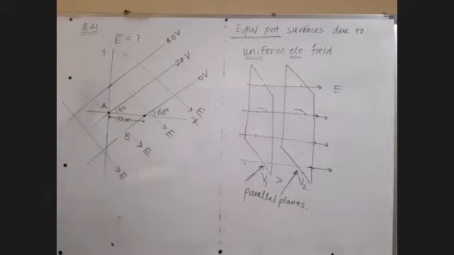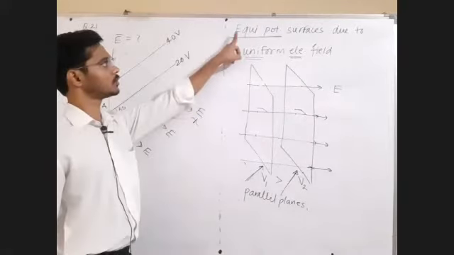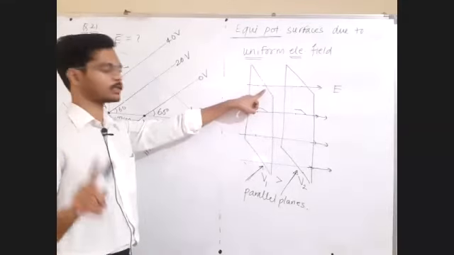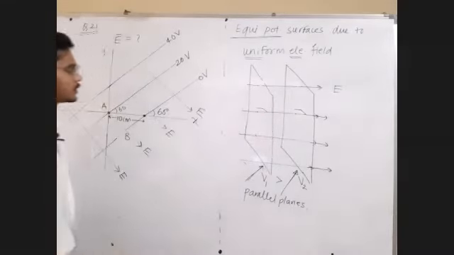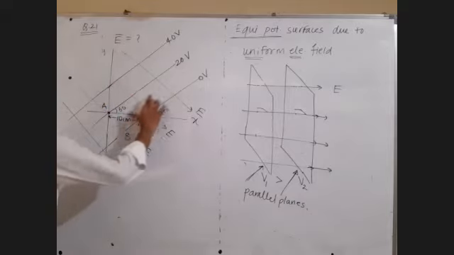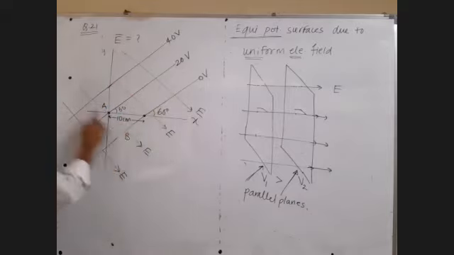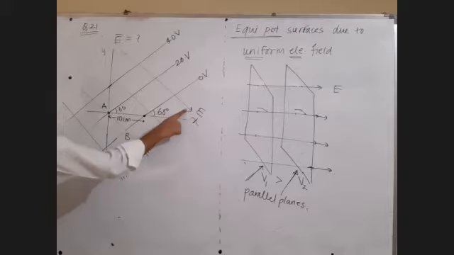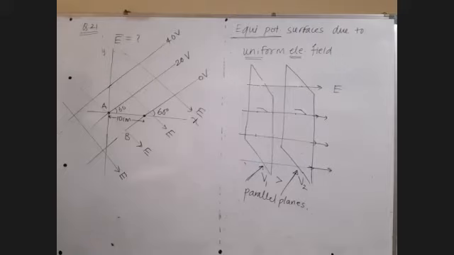Why uniform? Because these equipotential surfaces are parallel planes, and for parallel planes the associated electric field is a uniform electric field. You can observe these are equal distances as well, equidistant parallel lines. So it's going to be the uniform electric field.